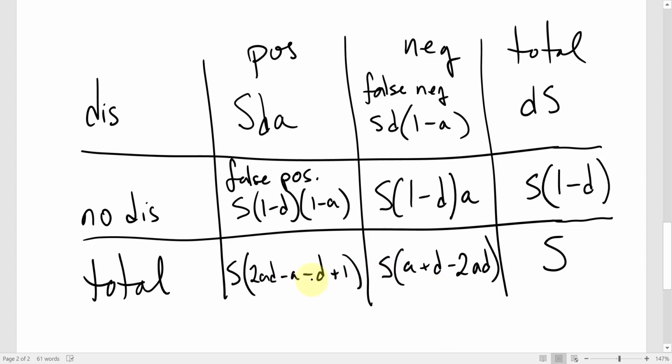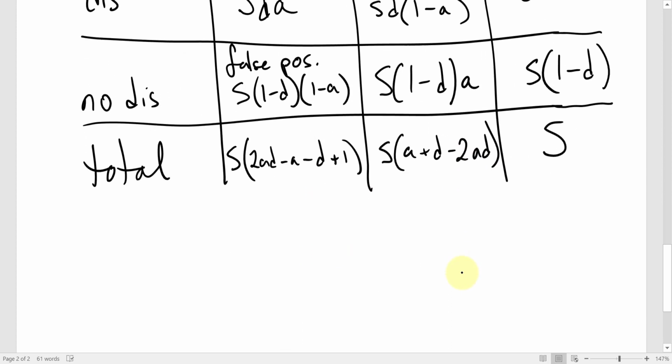What I could do is say, if you add these two together, you should get this quantity. So let's say if I'm adding those together, I could factor out the S and add what's inside. And the 2AD and the minus 2AD, they cancel. Minus A cancels with A, minus D cancels with plus D, and there's only a 1 left. So you have S times 1 gives me that S there. So this is correct.